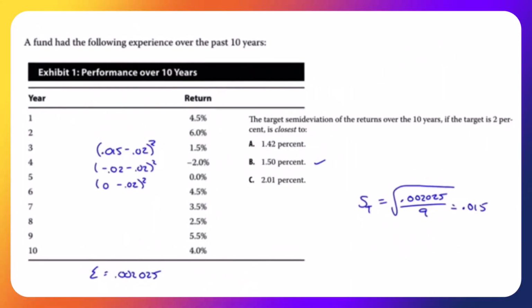The target semi-deviation of the returns over the 10 years, if the target is 2%, is closest to. So our target, our B, is 2%. And as I said in the reading, I'm not a big fan of using semi-deviation when you set a target. Semi-deviation is when you have a distribution and you're saying, okay, give me this deviation. That's a semi. A semi is half. That's a semi-deviation. This is just a target downside deviation. I prefer the terminology target downside deviation, because when I hear semi-deviation, right away I think, okay, you're talking from the mean onwards to the left tail, not some target.